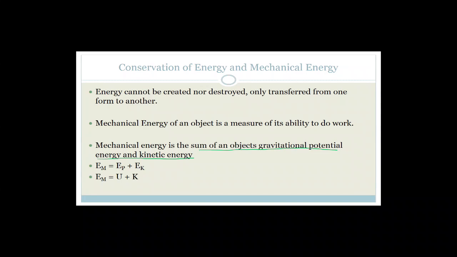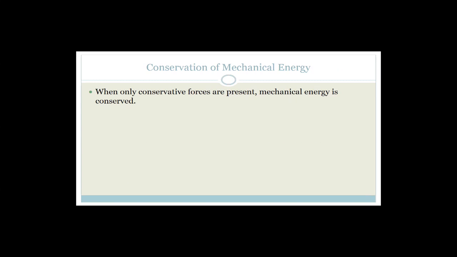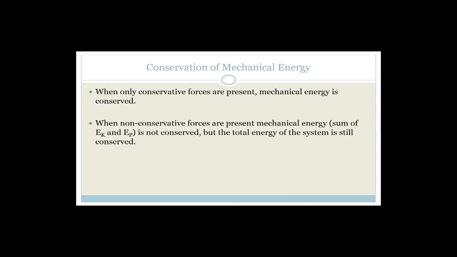So EM is equal to EP plus EK, or we've already discussed that instead of EK, you can write just K. Instead of writing potential energy or EP, you could write U. Okay, so somebody in their wisdom said U would be a good letter for the potential energy. Right. So when only conservative forces are present, the mechanical energy is conserved. When non-conservative forces are present, then it's not conserved, but the total energy of the system is conserved.